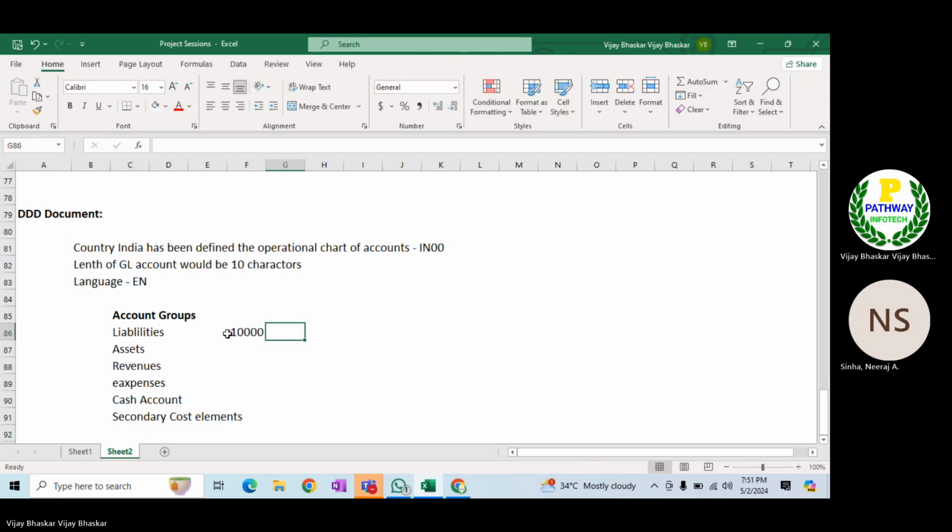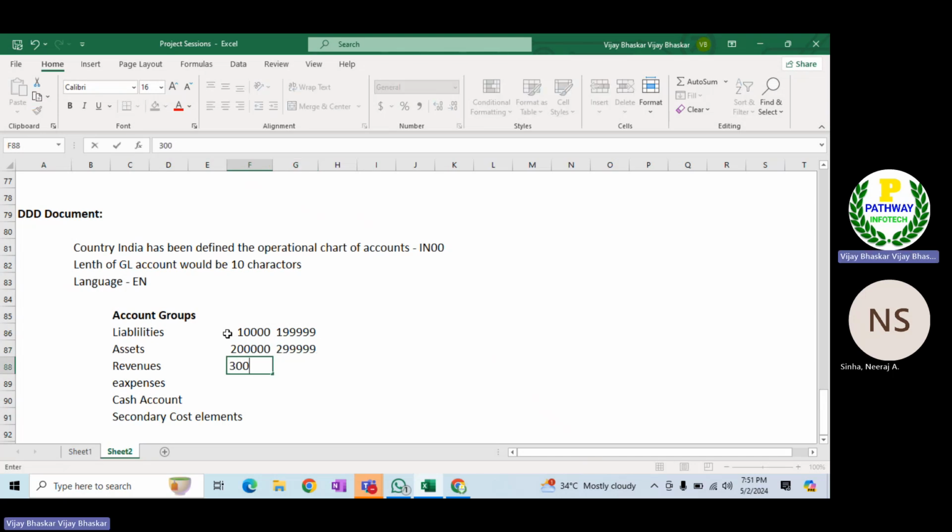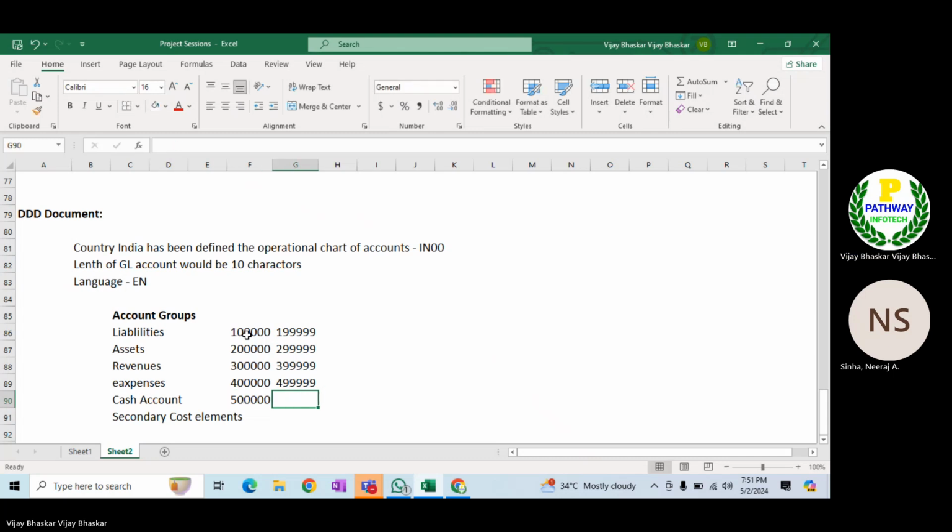How are you going to design these groups? Let's say 1 lakh to 199,999 is for the liabilities. Let's say 2 lakhs to 2 lakh 999 for assets. Let's say the revenues 3 lakhs onwards. Now the expenses, then the cash account, then secondary cost elements. This is what my structure is.